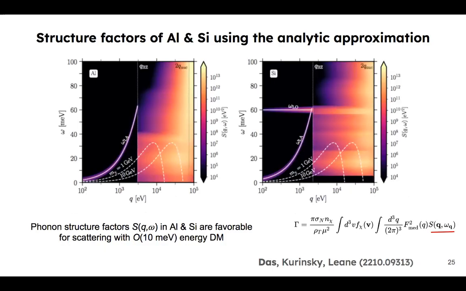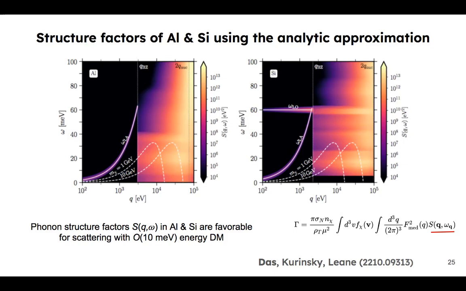These plots show this structure function as a heat map in the momentum and energy parameter space. The brighter the color is, the easier it is to excite phonons. This vertical line here is the Brillouin momentum, the inverse lattice spacing. The left one is for aluminum. This one is for silicon. Aluminum does not have any optical mode, so there is no line here, only the acoustic mode, and here it's dominated by multiple phonon excitation. Similarly here, but in addition to that, it has an optical mode here.